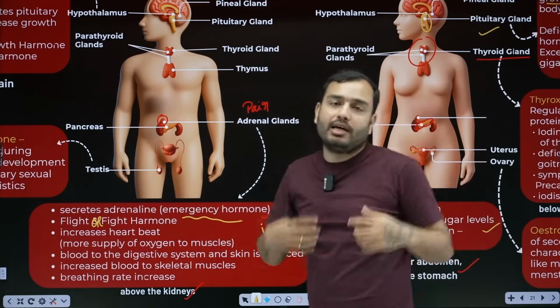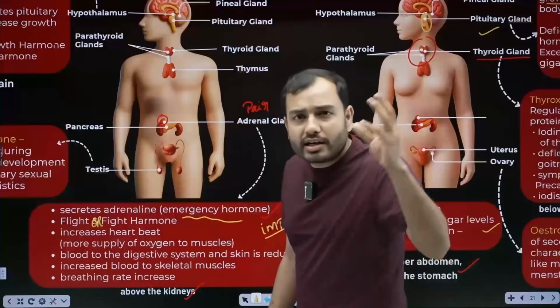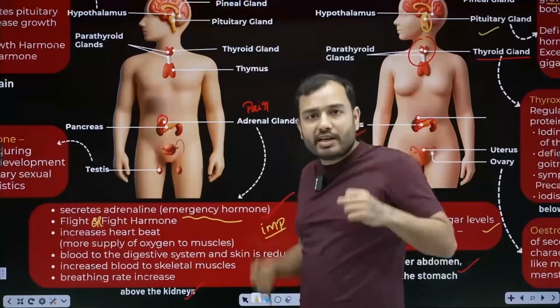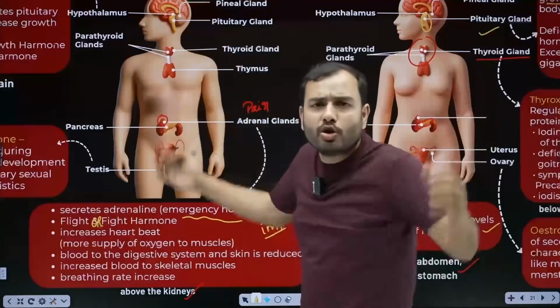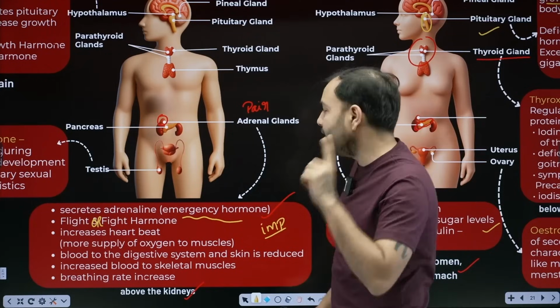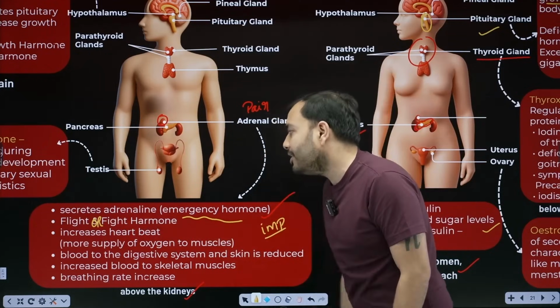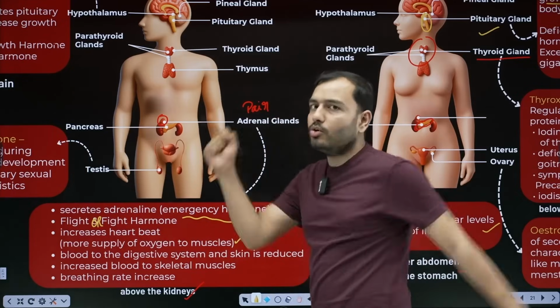It increases your heartbeat. What happened when the heartbeat increased? Lots of oxygen started going into your blood. The oxygen supply sped up, heartbeat increased, oxygen is going fast. So all your cells are getting good oxygen, they are getting good energy. So you can run faster. So the first thing is it increases heartbeat, more supply of oxygen to muscles. Your muscles are getting more oxygen, you can run.